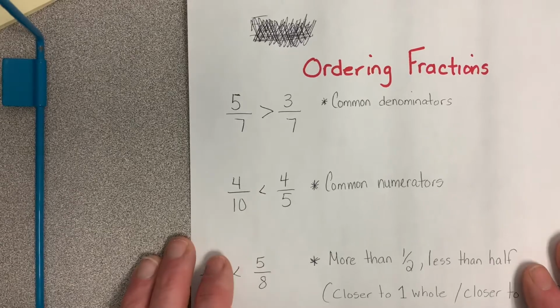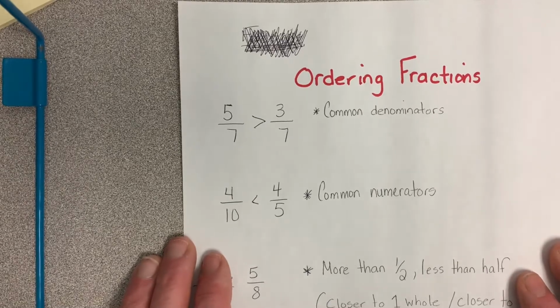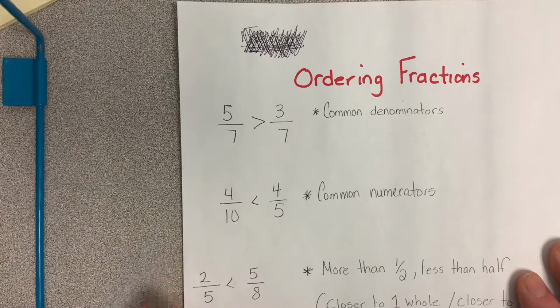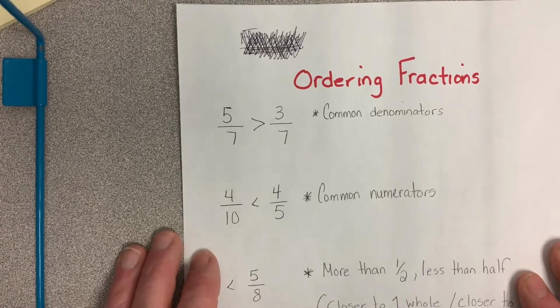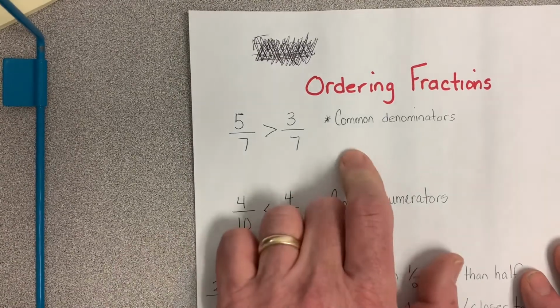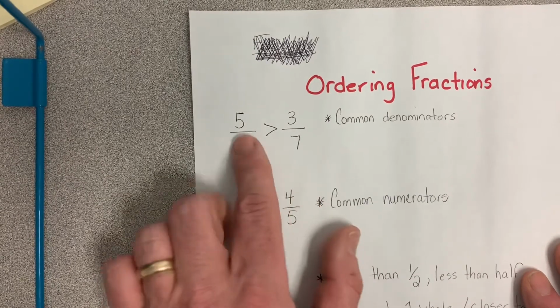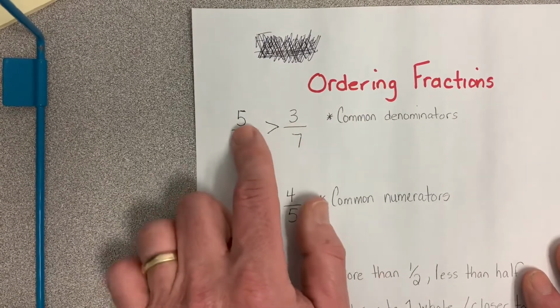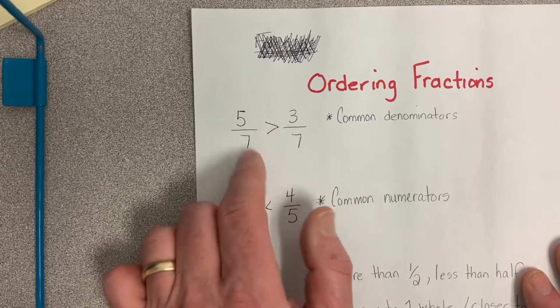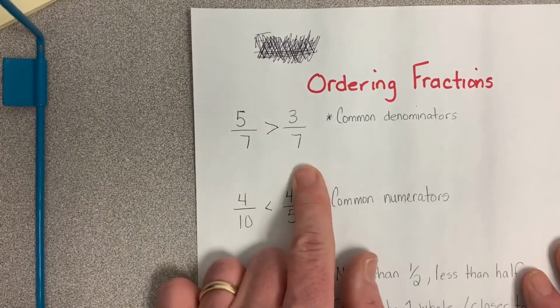And then the big thing that we also did was ordering and comparing fractions. So we looked at 3 main strategies. Okay. So the first strategy is common denominators. If I have a common denominator, I'm just simply comparing the top numbers. 5 is bigger than 3, so 5/7 is more than 3/7.